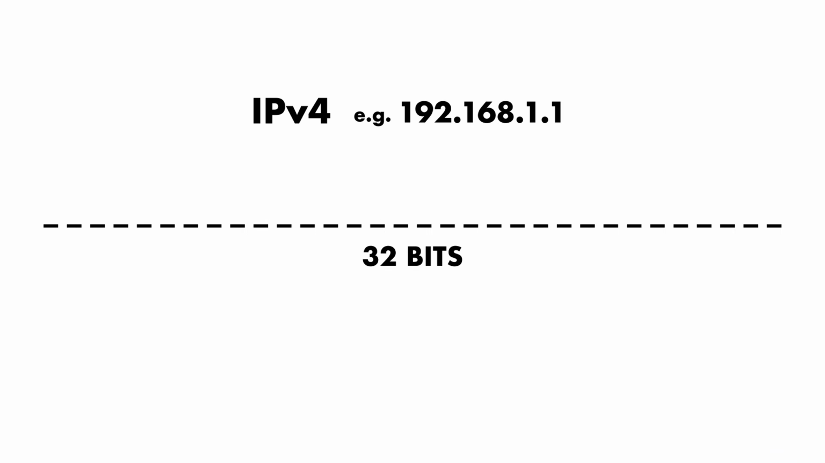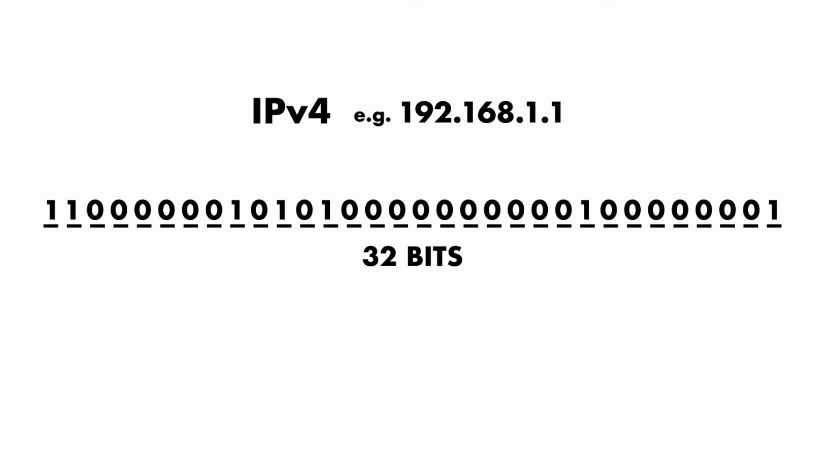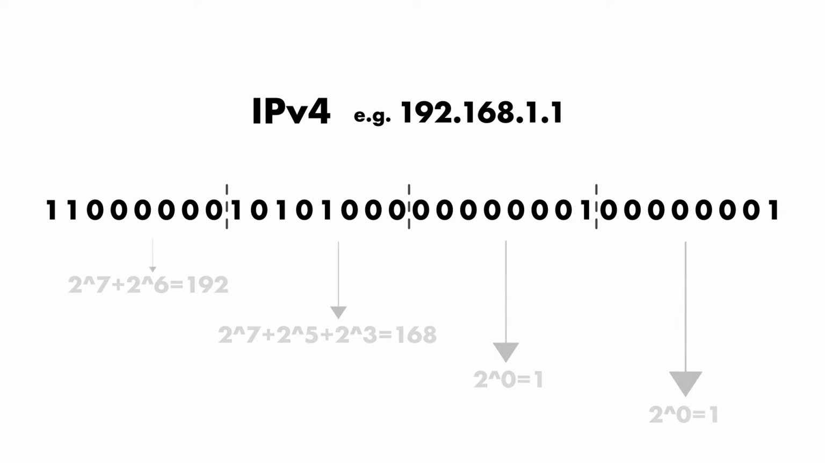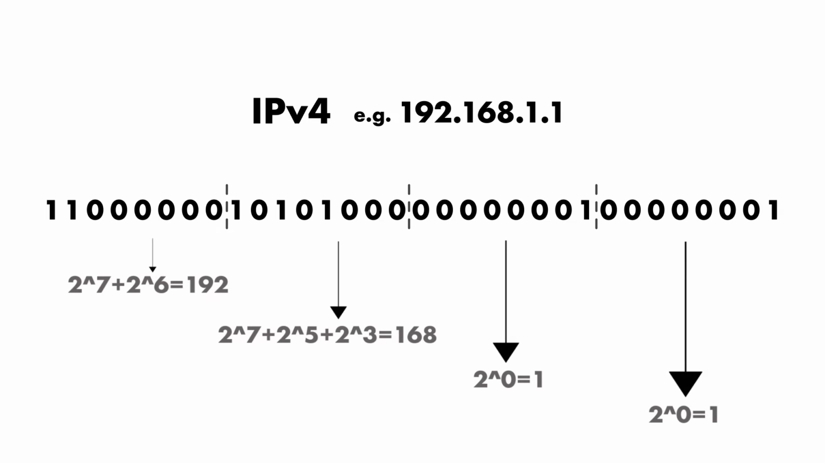So, an IP address, like 192.168.1.1, is really just a string of 32 ones and zeros. To make it easier to read, we split it into 4 chunks, convert each to a decimal number, and separate them with dots. That is how we get this short one.